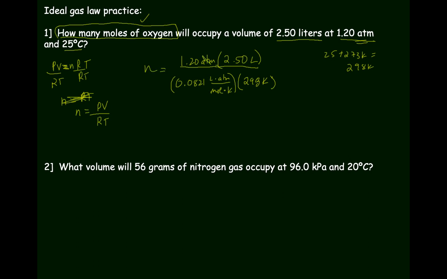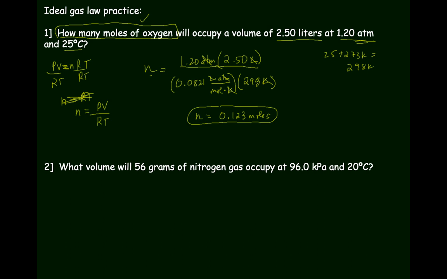So atm cancels with atm. Liters cancel with liters. Kelvin cancels with Kelvin. And now I have 1 over mole, which is moles. So we got this. All right, so if I do this and I calculate this, I'm going to get n equals 0.123 moles of gas. And that is my answer.